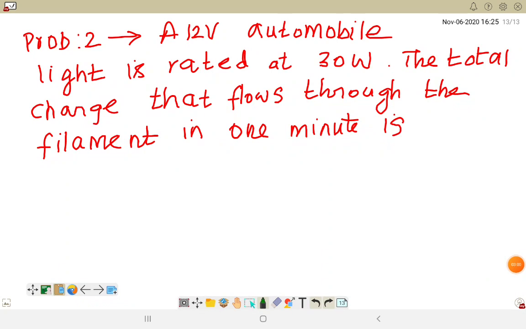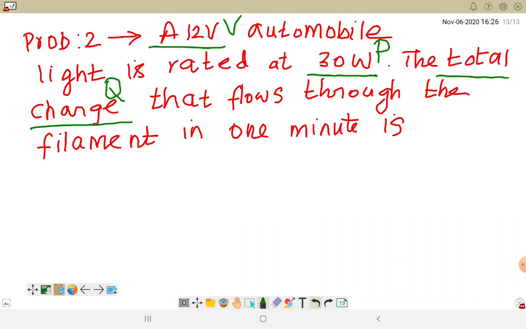Next I am going to explain problem number 2. A 12 volt automobile light is rated as 30 watt. Find the total charge that flows through the filament in 1 minute. The question asked is total charge. Total charge is Q, and power is given. Voltage is also given. So what is the equation?